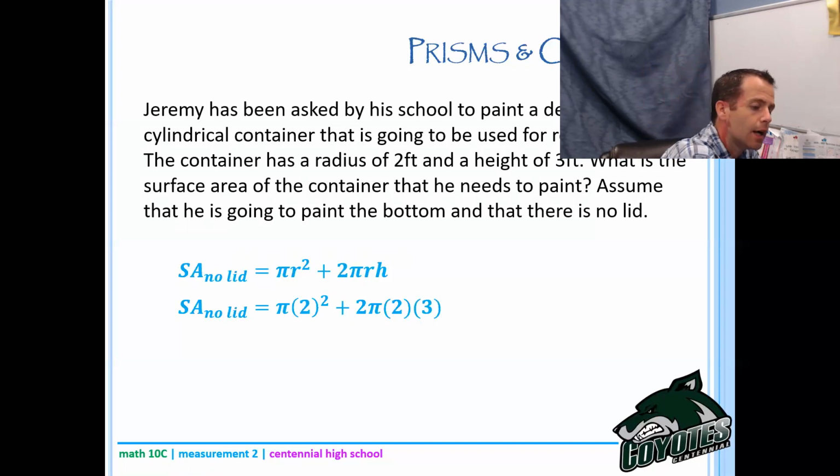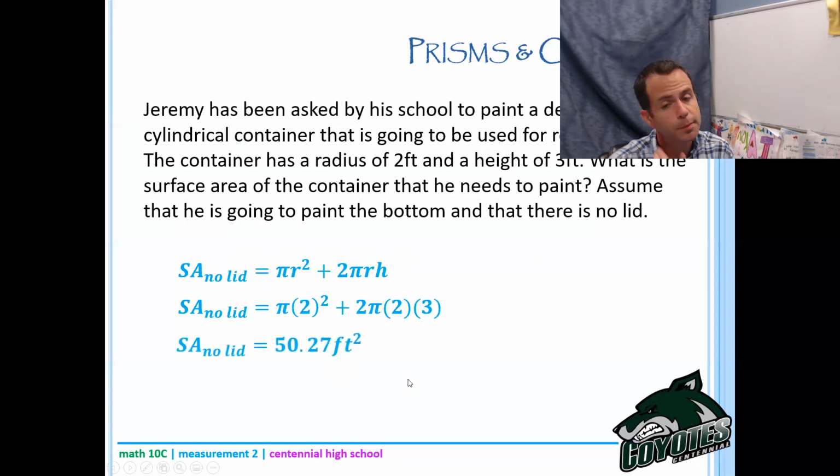And on a TI, it's the second function of your exponent button, which is right underneath the clear button, if you can find the clear button, okay? So you should be getting 50.27 feet squared there, 50.27 feet squared, okay?